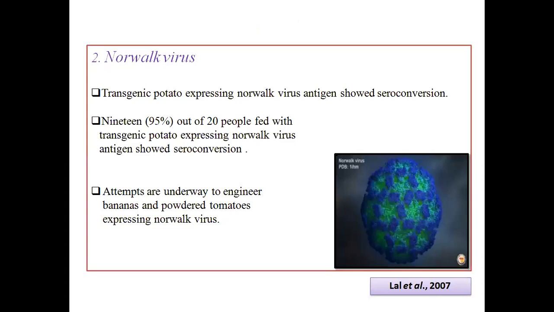The transgenic potato was used to express Norwalk virus antigen, and 19 out of 20 people fed with the transgenic potato expressing Norwalk virus antigen showed seroconversion. And attempts are underway to engineer bananas and powdered tomatoes to express the Norwalk virus.